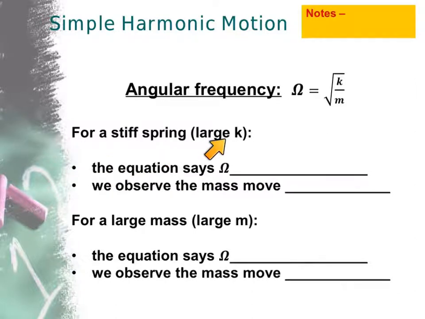So for a stiff spring, remember that's large K. So when you have a large value K, what does that do to omega? Does that make omega large or does that make omega small? You can actually put that right here in this blank. And then let's say that we have a large mass, M. Well, if the mass M is very, very large, what does that do to omega? Does that make omega large or does that make omega small? I want you to write that in the blank right here. So you can answer those 2 questions right now.